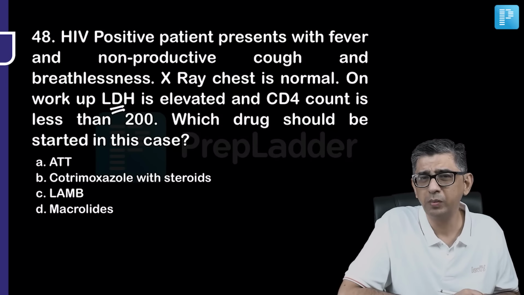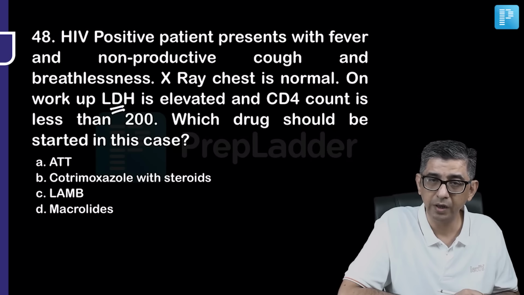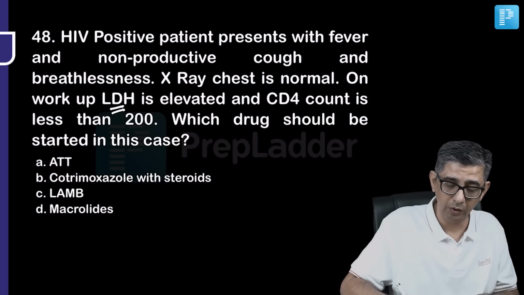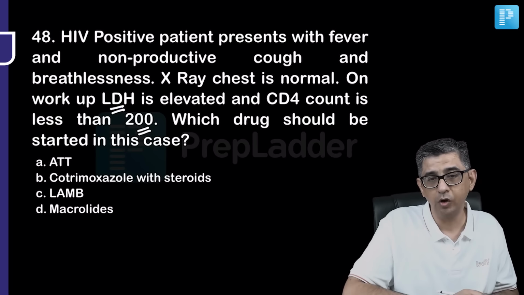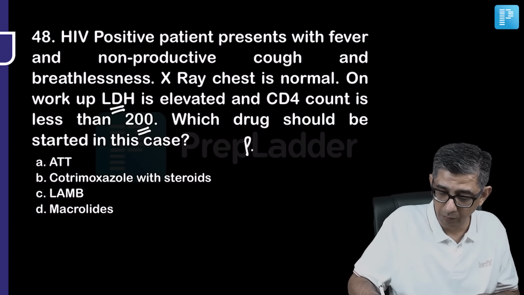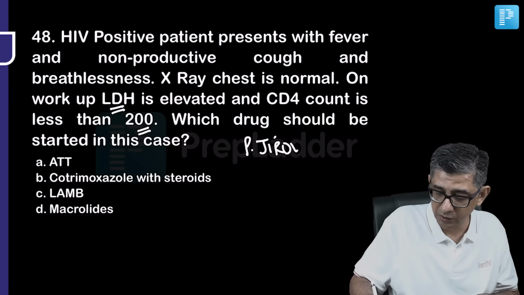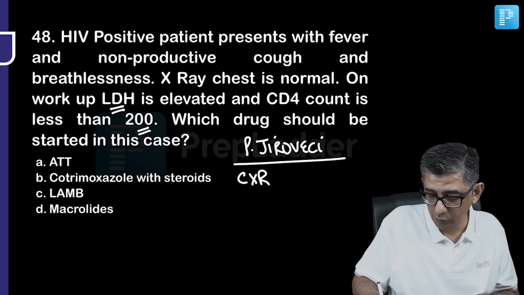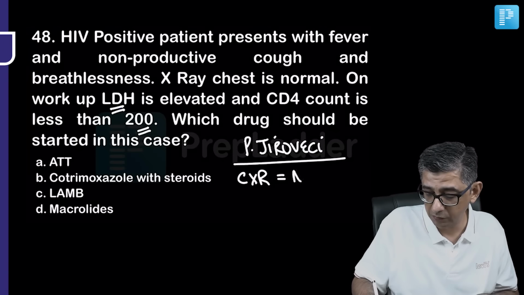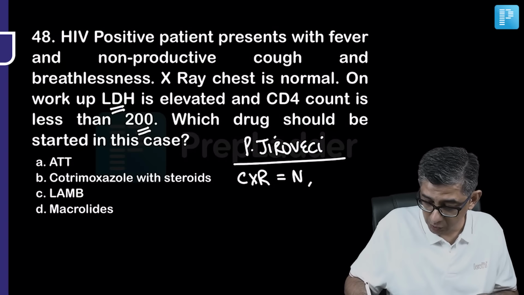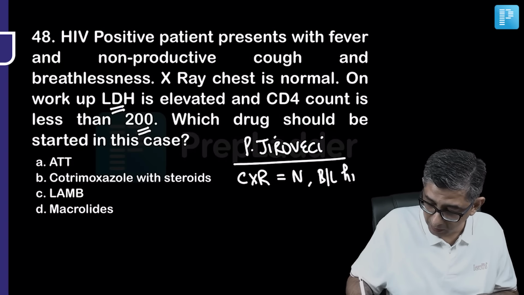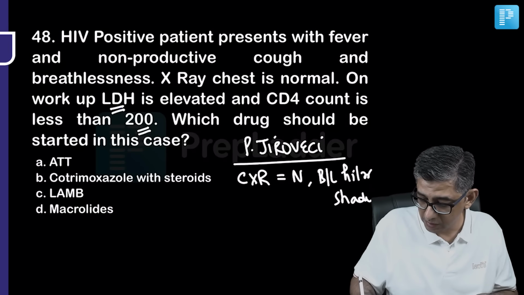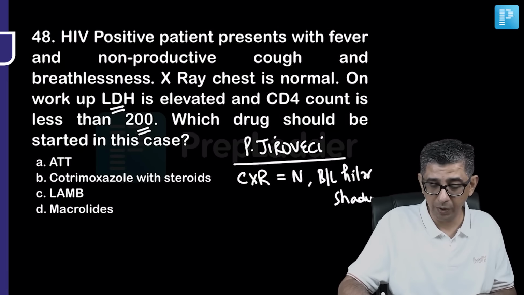LDH can be elevated due to multiple reasons like hemolysis, but LDH can be released even via damage to the lungs as well. Plus the CD4 count of the patient is less than 200. The common opportunistic infection Pneumocystis jirovecii has this peculiar presentation. In the majority of cases of Pneumocystis jirovecii, the X-ray can even be normal. In some cases, you might even have bilateral hilar shadows.